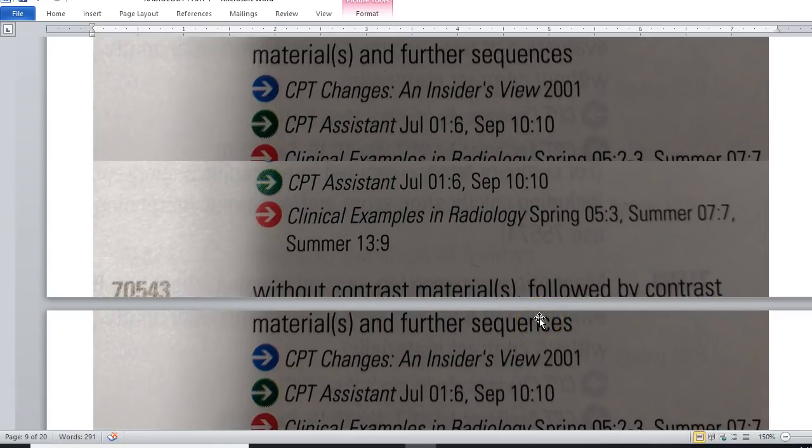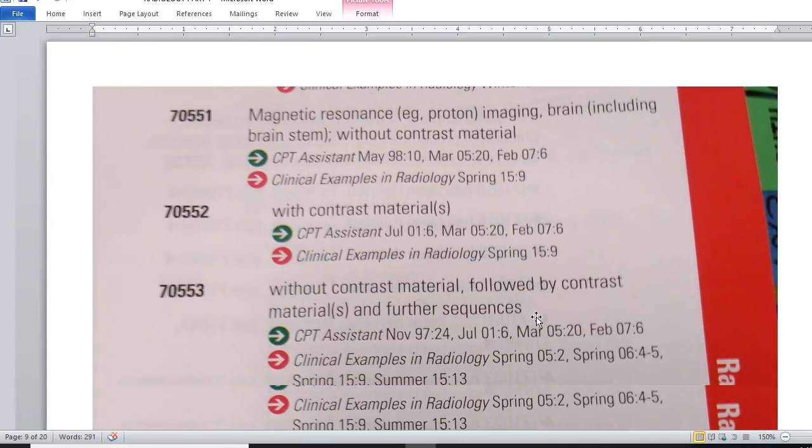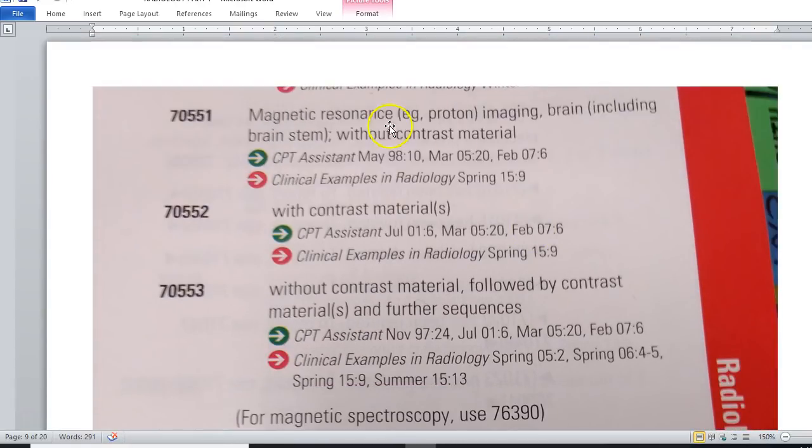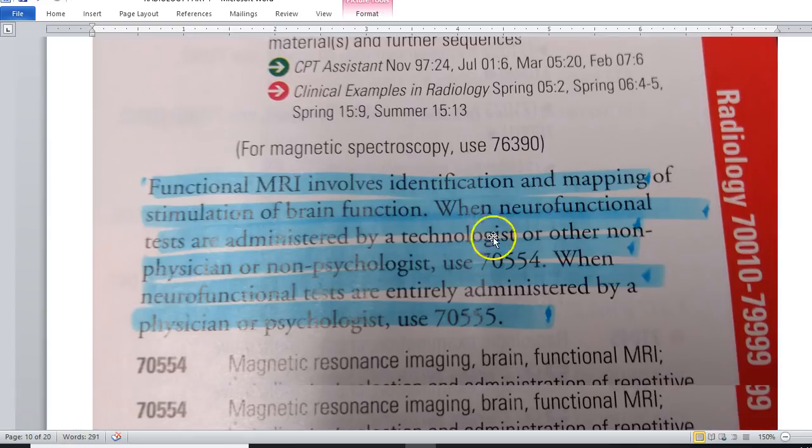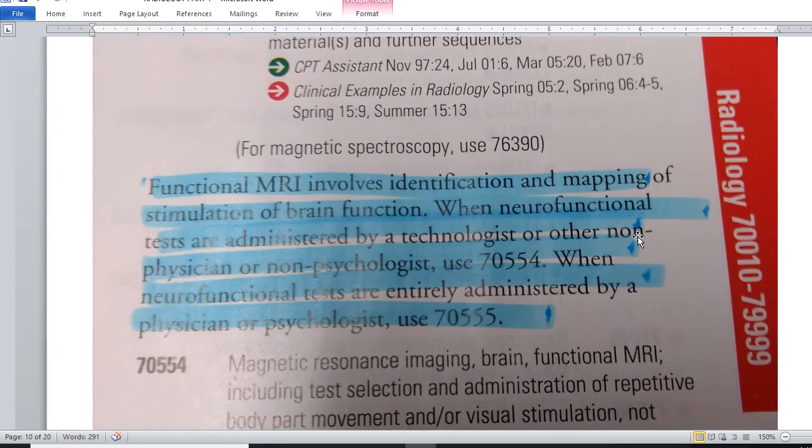Speaking about finding them, along with our magnetic resonance imaging and angiographies, I want to show you this. So this is still on page 449. They say functional MRIs involve identification and mapping stimulation of brain function. When neurofunctional tests are administered by a technologist or other non-physician or non-psychologist, use 70554. When neurofunctional tests are entirely administered by a physician or psychologist, use 70555.